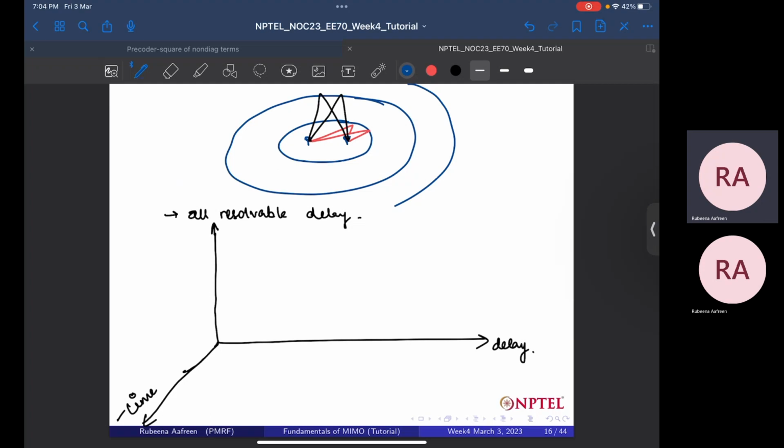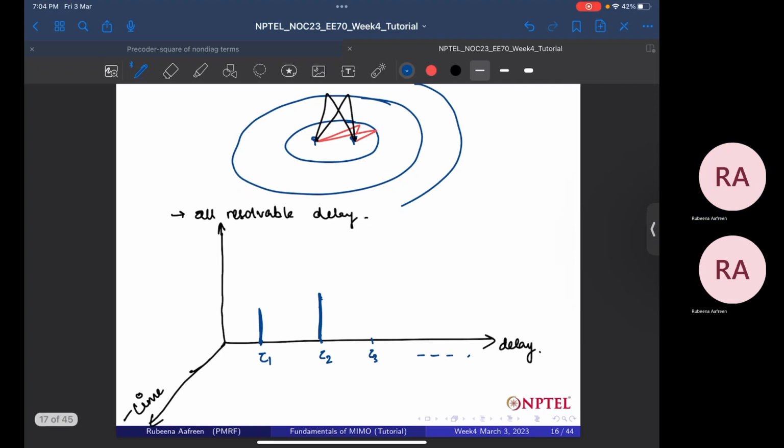Okay, so at every delay, suppose this is tau 1, this is tau 2, tau 3, and so on. At every delay, n number of multipaths are getting added, which gives rise to this h of t. So this is h of t at the delay tau 1, this is h of t at the delay tau 2, then this is at the delay tau 3, and so on.